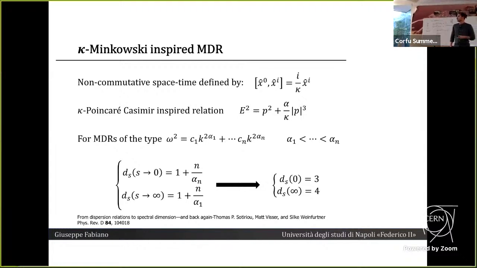In the infrared regime, we obtain the value of 4 if n is equal to 3, so the actual classical Minkowski spacetime that we are used to studying physics with. However, in the ultraviolet regime, we get dimensional reduction and we get the value of 3. So we get a different effective dimensionality due to the deformed dispersion relation. So dispersion relations are telling us something about the effective dimensionality at the ultraviolet scale.